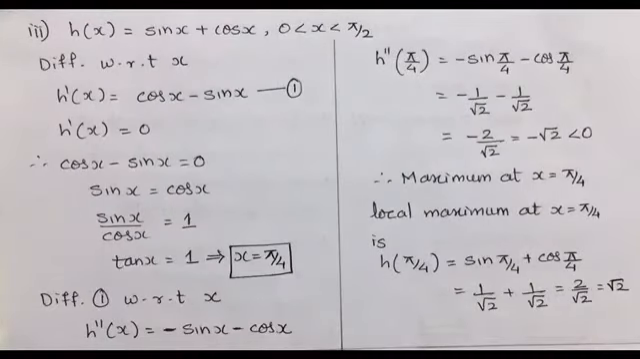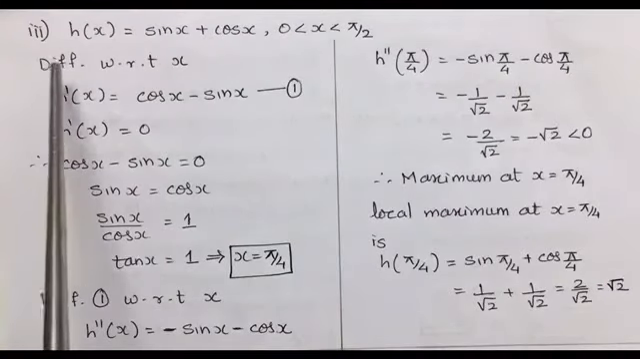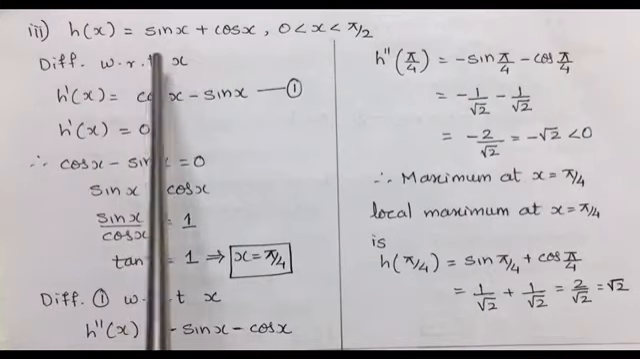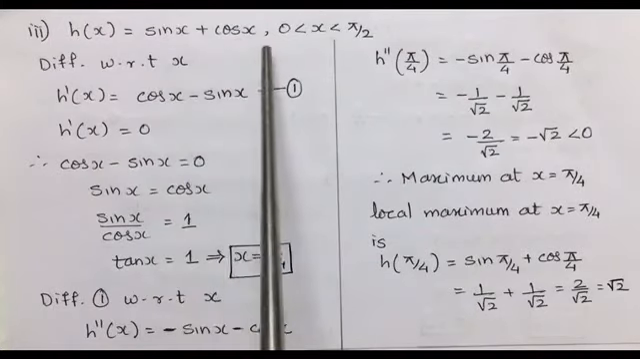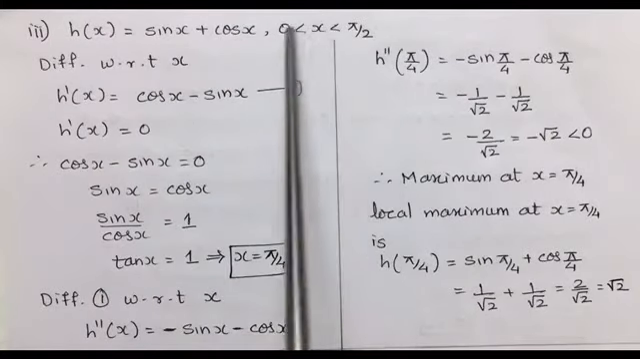Question number 3, third part of the examples, is given as h(x) is equal to sin x plus cos x, where x lies in the first quadrant.